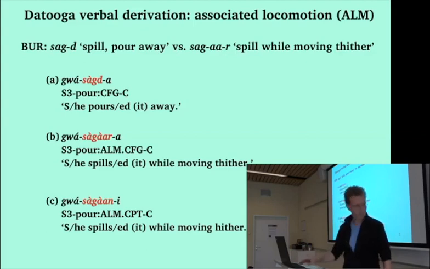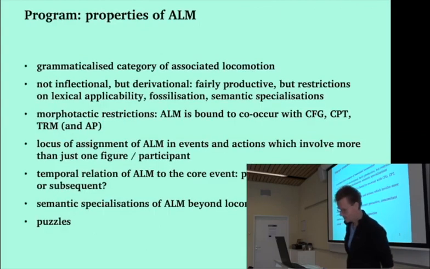Now, what you can gather from this is that the expression of associated locomotion in Datooga interacts with the antonymic extensions for deictic orientation, that's centripetal versus centrifugal direction, and actually a third one, which is not mentioned here, that's the terminative extension. Others call it applicative or something like that, the S, which introduces the semantic role of an endpoint or a goal to the entire predication frame of the verb.